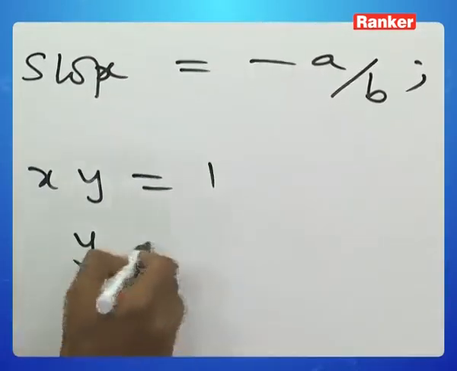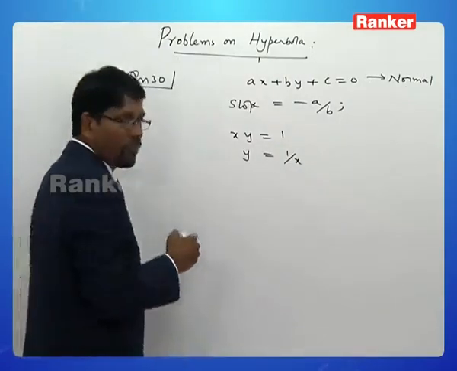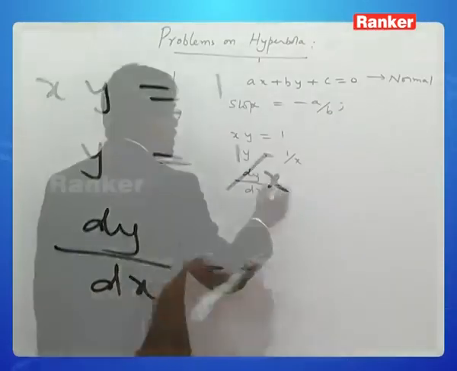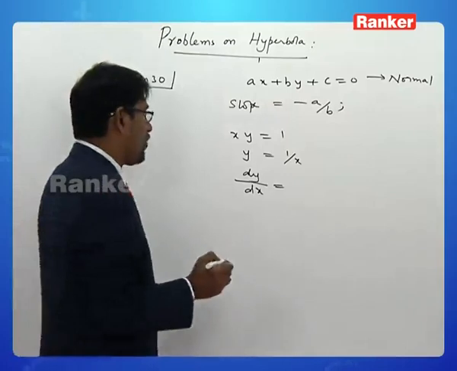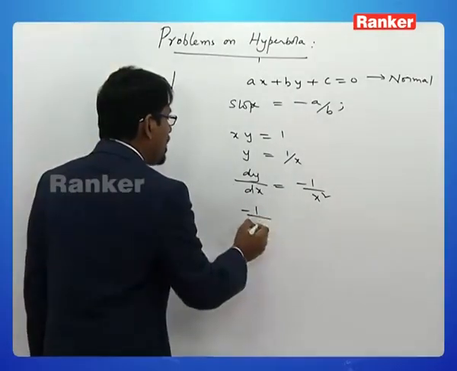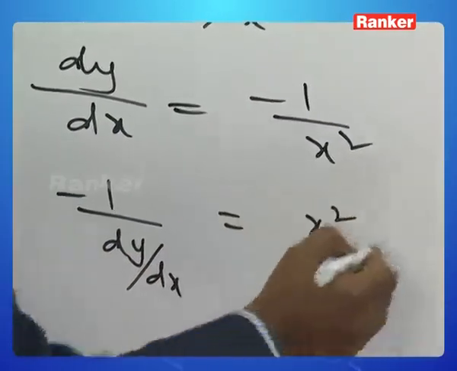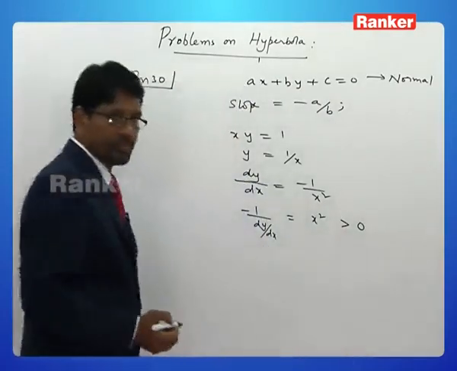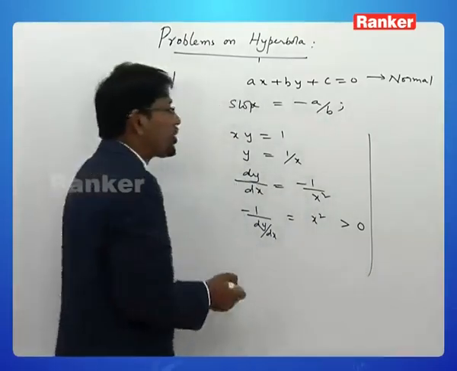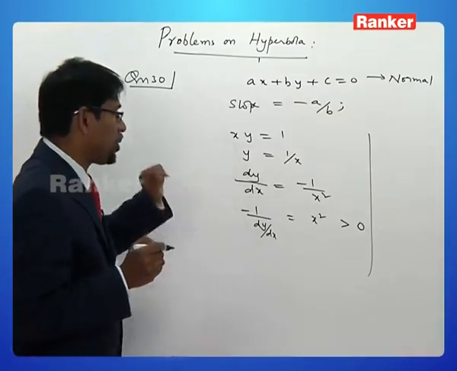So y equal to 1 by x is the curve, writing y as a function of x. Now dy by dx will give the slope of the tangent at a point x comma y. So what is that? Minus 1 by x square. Minus 1 by dy by dx at a point will give us x square, which is always positive. So whatever may be the x value, it has to be positive. So the slope of the normal to xy equal to 1 is always positive.